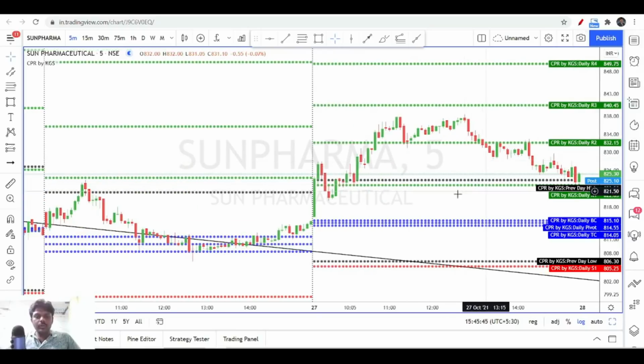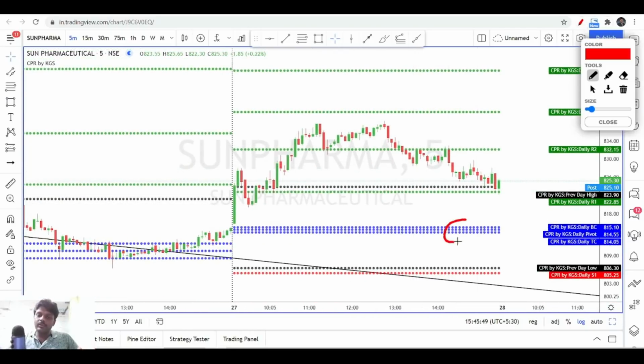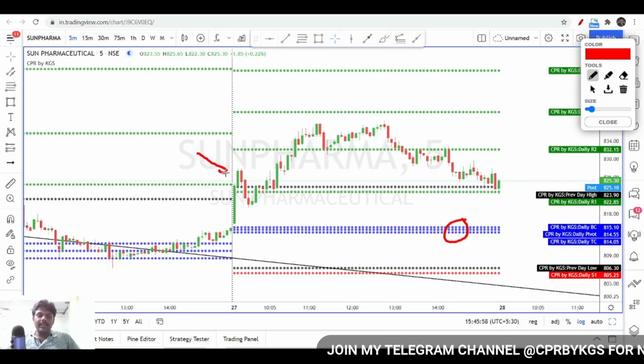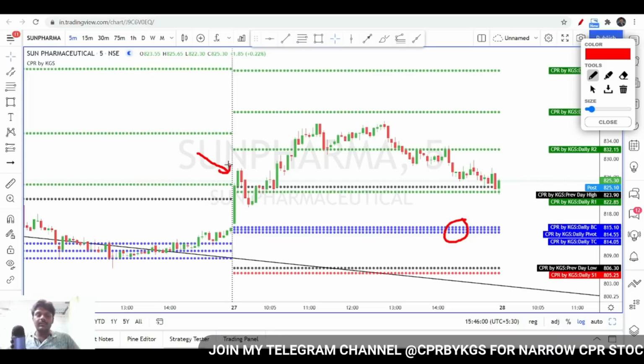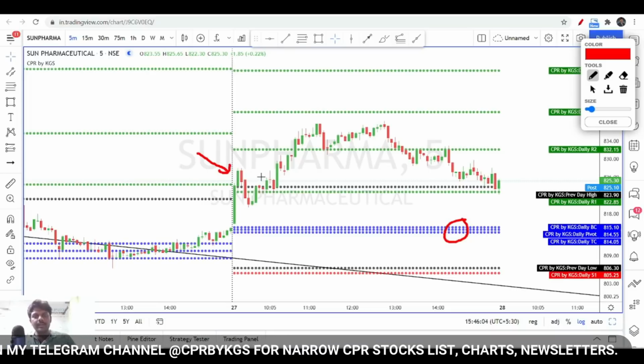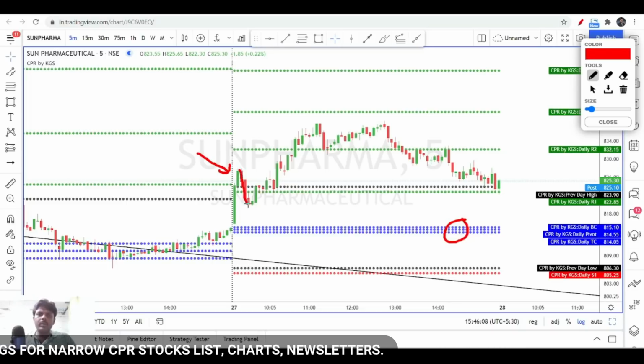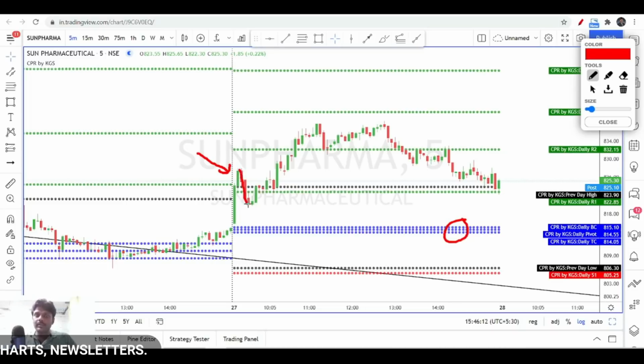Now today also I am anticipating a bull rally in Sun Pharma and we are getting narrow CPR also. Whenever there is a narrow CPR, the market will be trending, and the candles broke R1 and previous day high at the starting itself comfortably. Now the candles are breaking R1 and previous day high, and then there is a small retracement, profit booking or short covering, whatever it is.